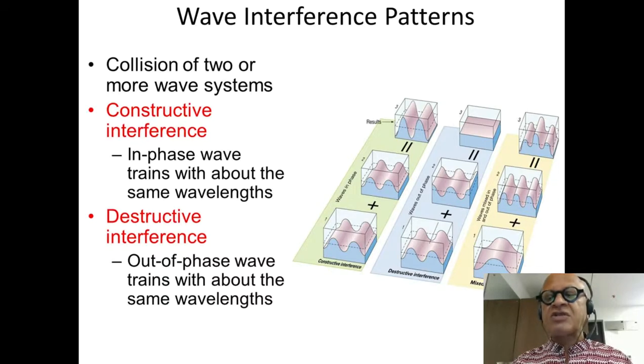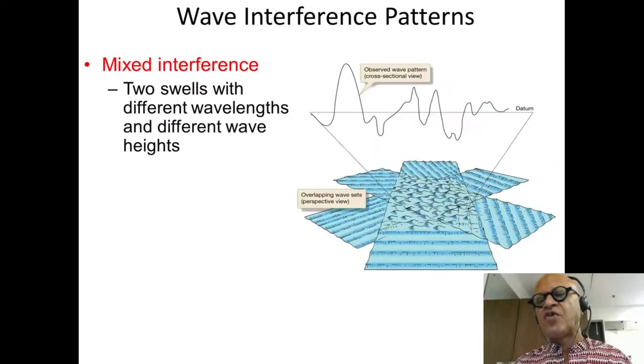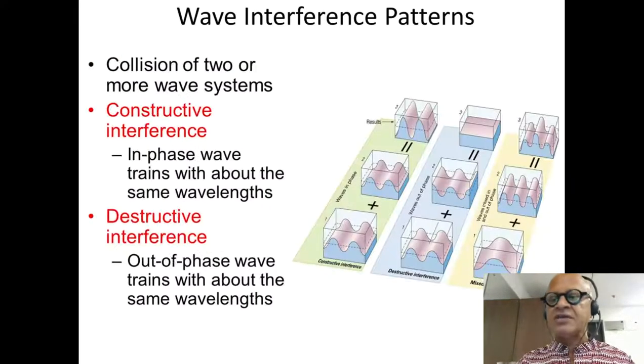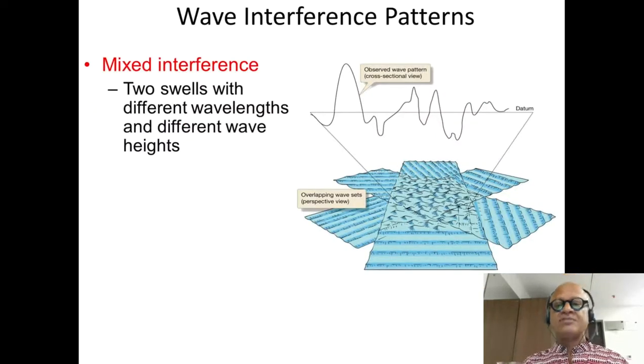If you have destructive interference, then the crest of one probably hits the trough of the other one, and you're going to end up with, here, it's completely cancelling and becoming a flat surface. And you can have mixed interference where you have different waveforms combining to form ups and downs. So very simple concept, but in reality it is an important concept.